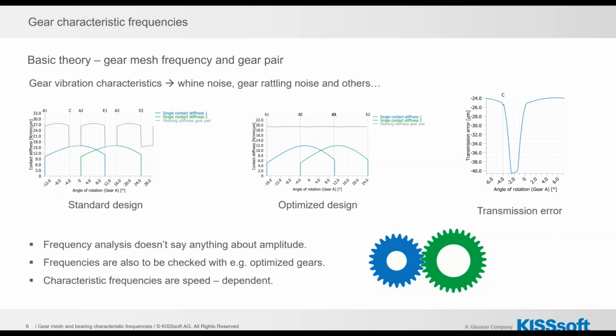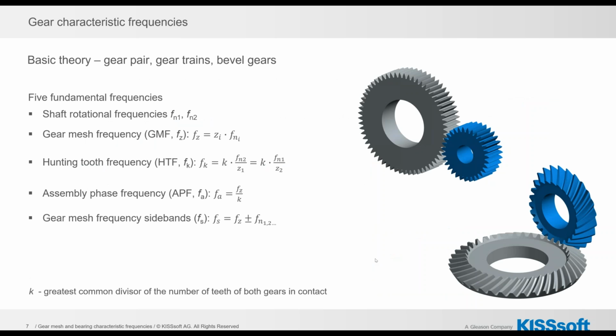And again, the characteristic frequencies are speed dependent. Therefore, they depend on how fast the gears are rotating. Now, in gear pairs, bevel gear pairs or cylindrical gear pairs, we can identify 5 fundamental frequencies. The first 2 frequencies come from the shafts, the shaft of the pinion and the shaft of the gear wheel, and then we have the gear mesh frequency, which is calculated by multiplying the number of teeth on that gear with the rotational frequency of the shaft on which the gear is mounted.